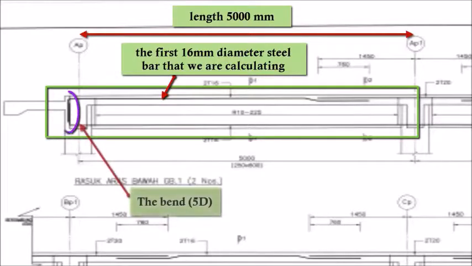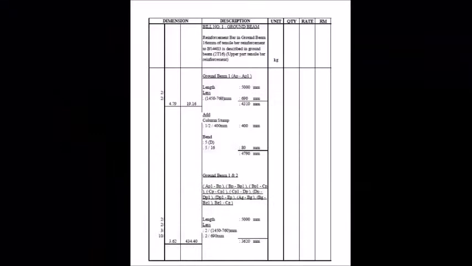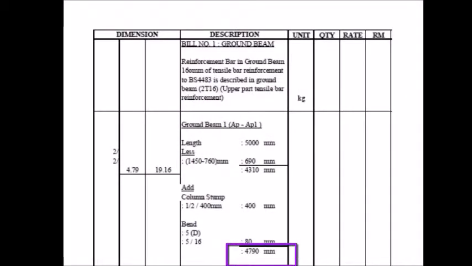We must not forget that the plan also shows that there is a bend at the end. So, we have to add the bend by 5d, where d is the diameter of the steel bar. Now, we will have the total length of one piece of 16 mm diameter steel bar at the end of the left side of ground beam 1.